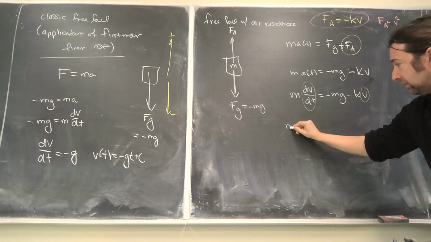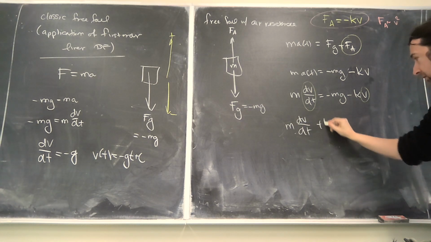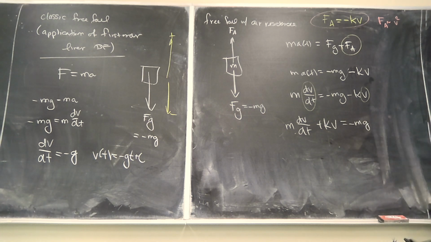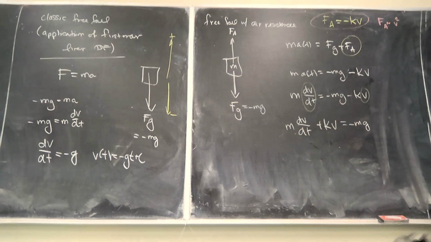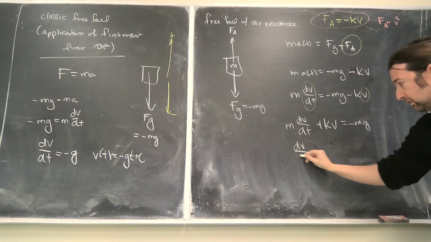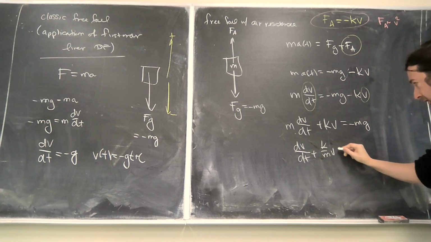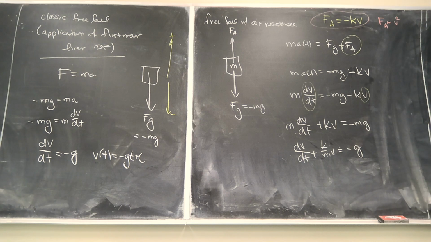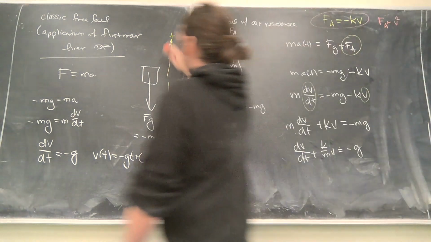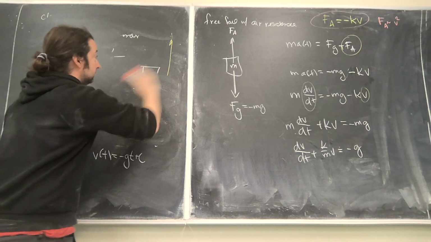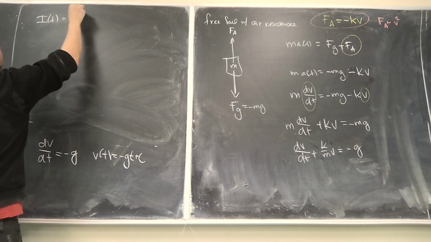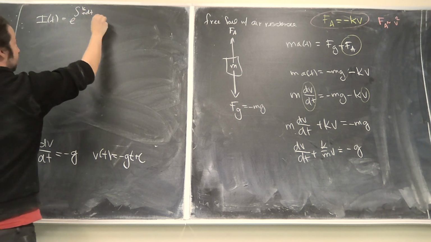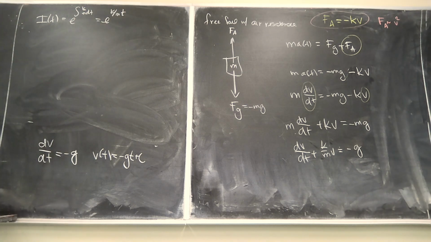So if I rearrange this, I get m dv/dt plus kv is equal to minus mg. You should recognize that as a first-order linear equation. It's not quite in the correct form to use an integrating factor on yet because there's something stuck onto the v prime term. So if you divide everything by m, you get dv/dt plus (k/m)v is equal to minus g. And now we're all set up for hitting this with an integrating factor. So I of t is equal to e to the integral of k over m dt. That's just a constant. So you get e to the (k/m)t as your integrating factor.